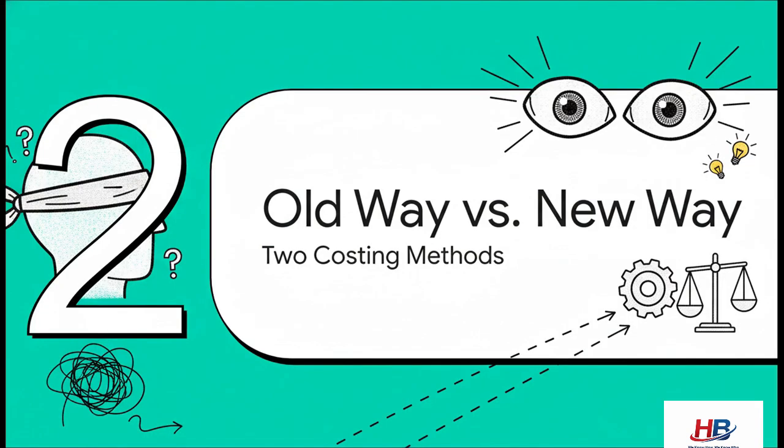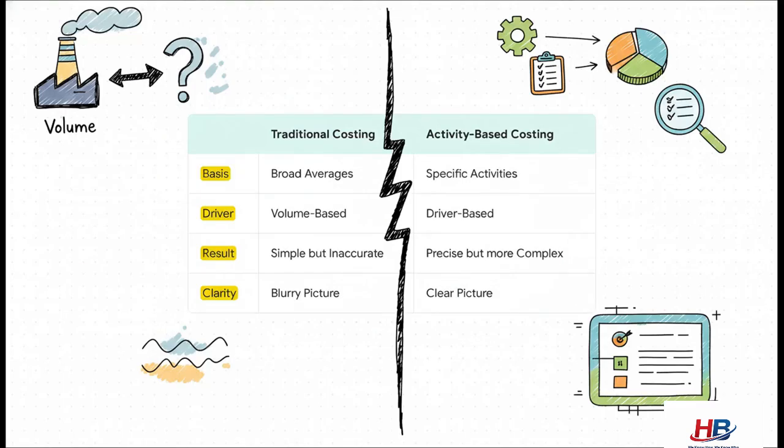All right, so if the old way is a blindfold, what does taking it off actually look like? Let's compare the old way with the new way. It's like a tale of two very, very different costing methods. And this comparison really gets to the heart of it. The traditional way is simple, right? It just throws all the overhead costs into one big pot and divides it by how much stuff you make. Easy, but so often it's just wrong.